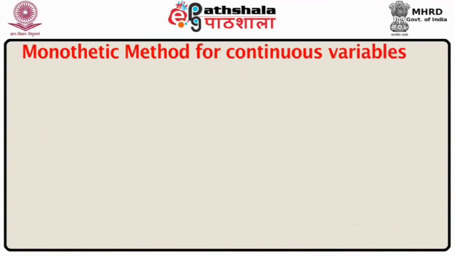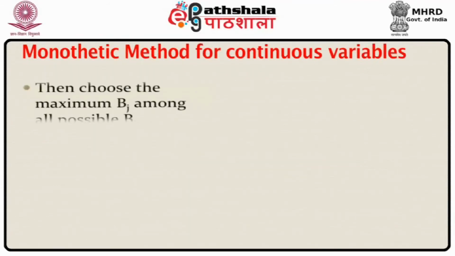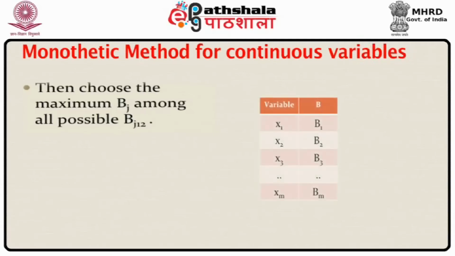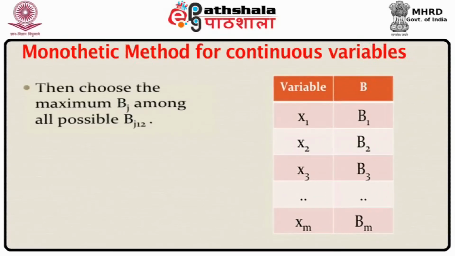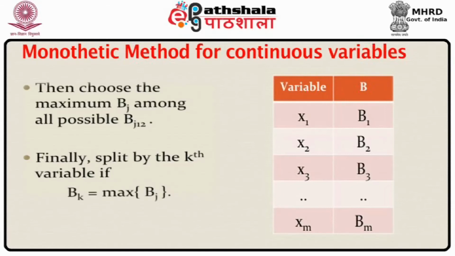And then at the next step, we choose the Bj among all possible Bj's, which is the maximum. So what we have is, for x1 a b1, which is the maximum of all the possible splits based on x1. Then we have b2, which is the maximum of all the possible splits based on x2, and similarly for bm. Once we have got this table, what we next do is, we split on the basis of that variable which has the maximum Bj value.